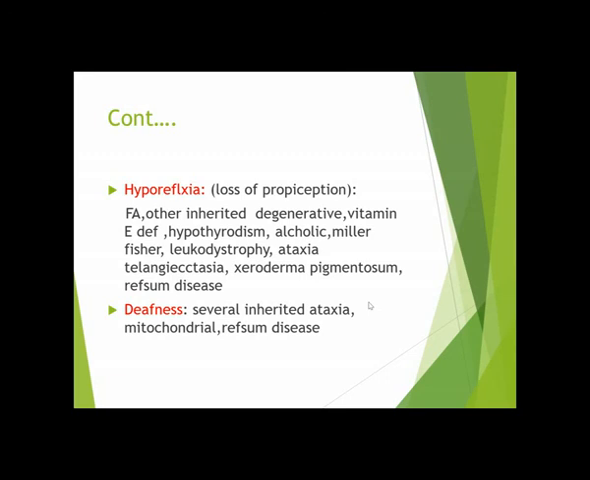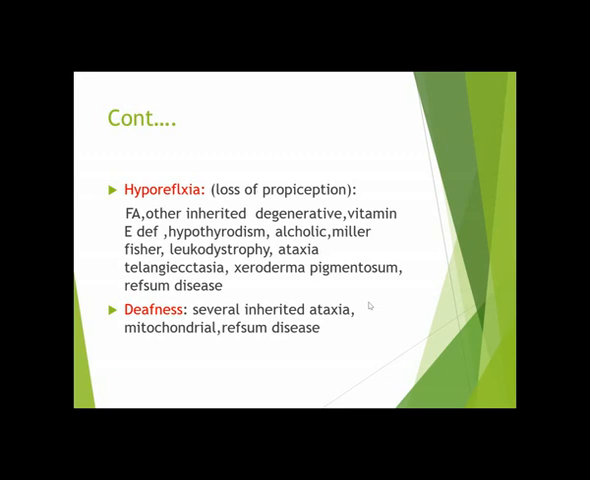Now in Miller-Fisher syndrome, which is a variant of GBS, patients mainly have sensory ataxia, but sometimes they do have cerebellar ataxia. In leukodystrophies, there can be associated neuropathy. Reflexes can be diminished, not overall, maybe the ankle reflex is absent or diminished. In ataxia telangiectasia, again, there is associated neuropathy, so there may be hyporeflexia.